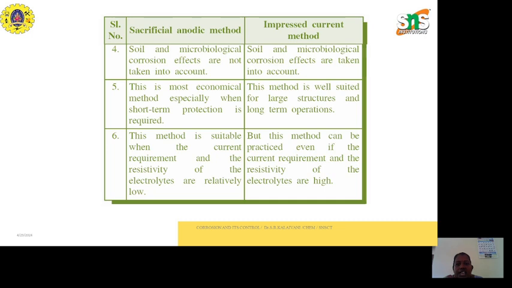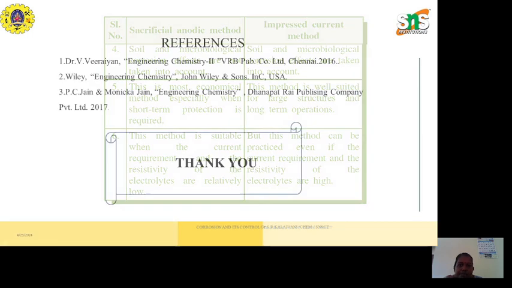The sacrificial anodic method is the most economical method, especially when short-term protection is required. The ICCP method is well suited for large structures and long-term operations. The sacrificial anodic protection method is suitable when the current requirement and the resistivity of the electrolytes are relatively low. But in the case of the ICCP, the method can be practiced even if the current requirement and the resistivity of the electrolytes are higher. Thank you.